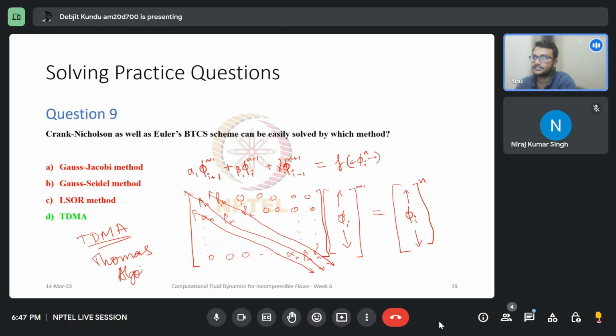In a previous lecture, Thomas algorithm was discussed, and in the interactive session also this was discussed. So I'll suggest you to go back to that and have a look at the details of the algorithm. The videos are uploaded in YouTube, so you can go back and have a look. We are not discussing it today right now. Okay, does that make things clear?